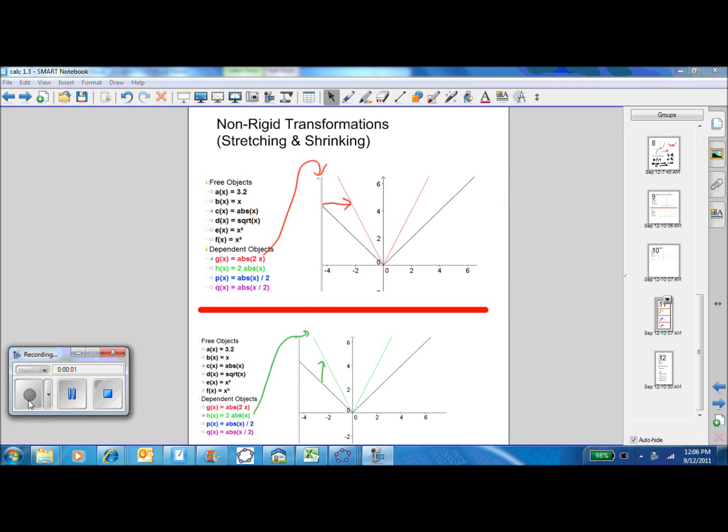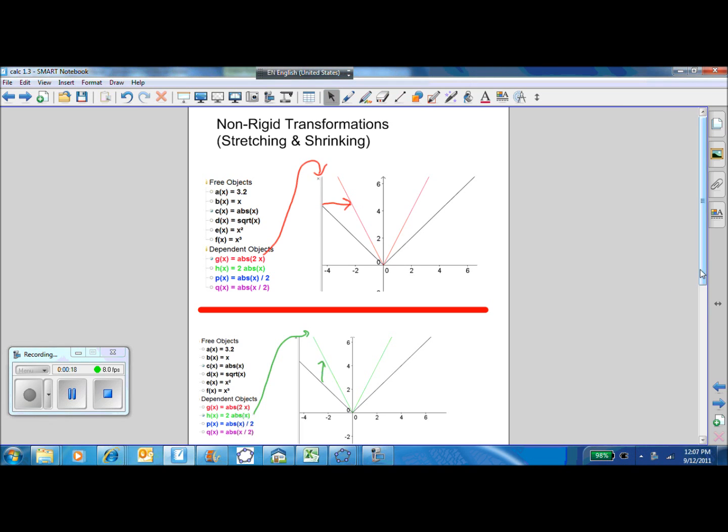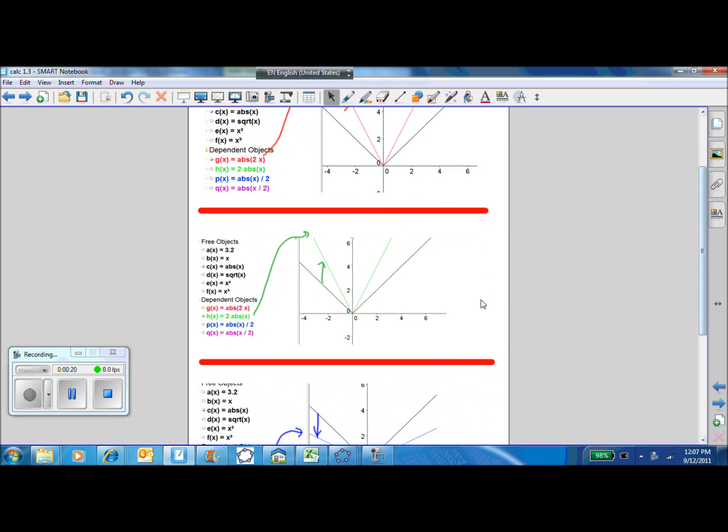Okay, to review what we did with stretching and shrinking. The red function here is the absolute value of 2x. Notice it's inside the absolute value notation, the functional notation, so it's going to affect the x's. But instead of stretching, it's actually shrinking the x's. On this next example, we have in green 2 times the absolute value of x, and it's outside the functional notation, so it's going to affect the y's, and it does stretch the y's up. So it's a vertical stretch.